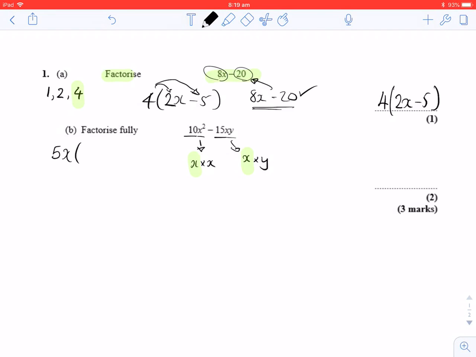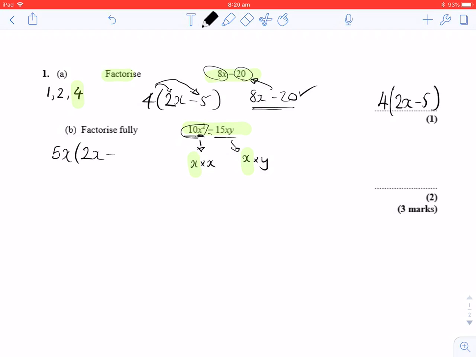And now I do exactly what I did before. I look at what has to go inside, so when I multiply out, I get exactly what I started with up the top there. So numbers with numbers, letters with letters. 5 times what gives me 10? Well, that would be a 2. x times what gives me x squared? Well, that's going to be x. So 5 times 2 is 10, x times x is x squared, and that gives me the 10x squared that I've got there. Minus sign here, so minus sign here.